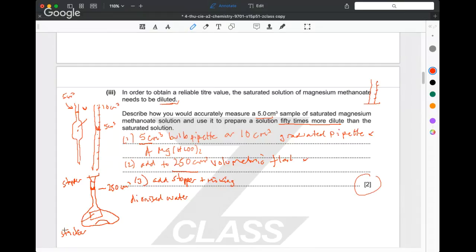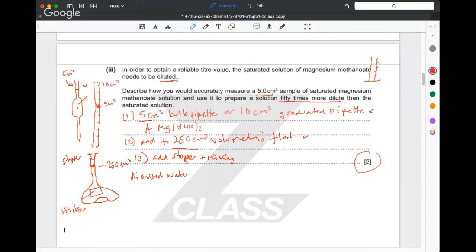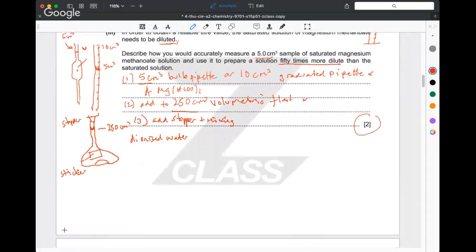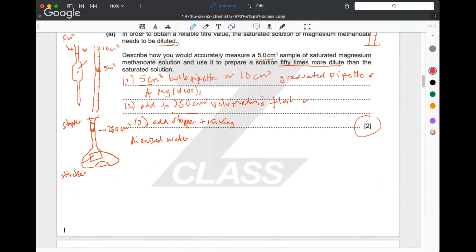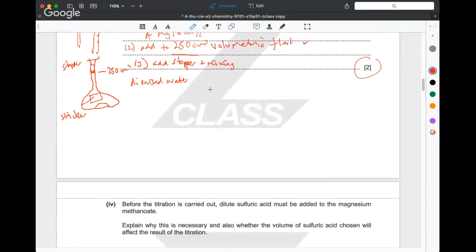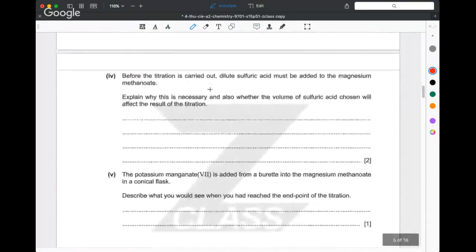They weren't marking it here, but later on you'll have to write on there the exact concentration of the magnesium methanoate solution that you determined in this titration. But for the purposes of this question, the examiner is just checking you're using these pipettes and a 250 centimeter cubed volumetric flask.